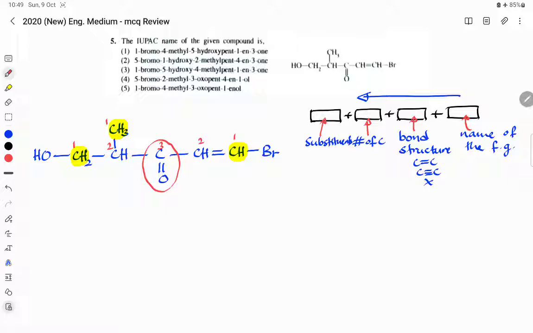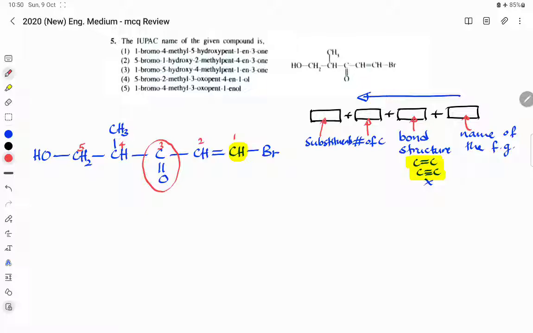The second point is to give the least possible locant for the unsaturation. Unsaturation means the carbon-carbon double bond or the carbon-carbon triple bond. Therefore, it is obvious that the numbering should start from the carbon where the bromine is attached. Therefore, these are neglected. Now 1, 2, 3. This carbon is 4. This carbon is 5. We can't go in the other direction; we have to go this direction because we have more substituents.